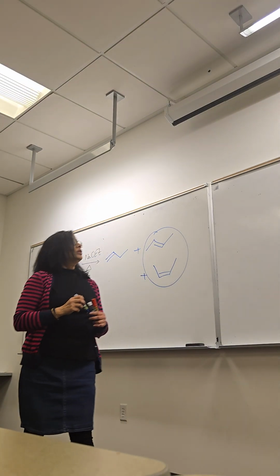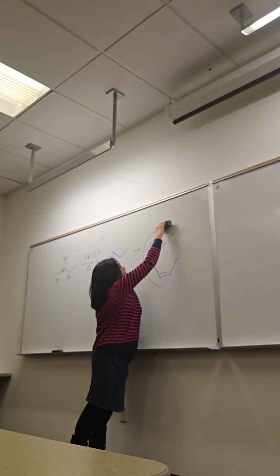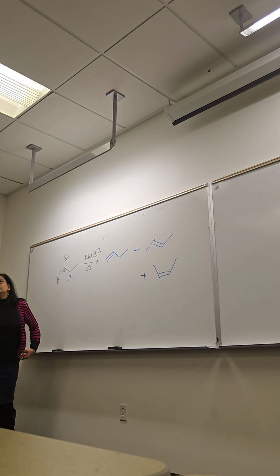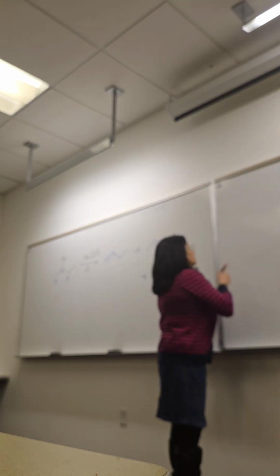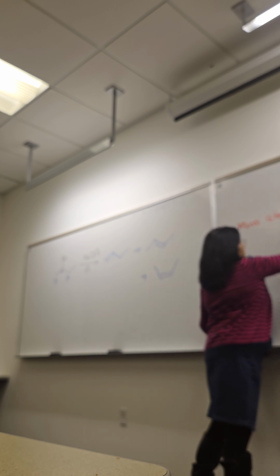Absolutely. So what's the total number of organic products? We don't care about the byproducts. 3. Is there going to be one major and one minor? Yes. So here is the rule. The more stable alkene is the major product. This rule is called Zaitsev's rule. Memorize this name because it's going to come up a lot.